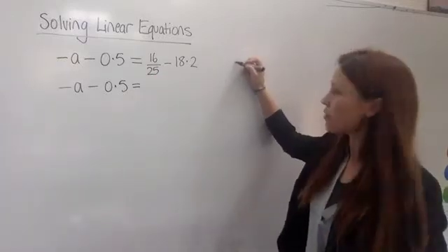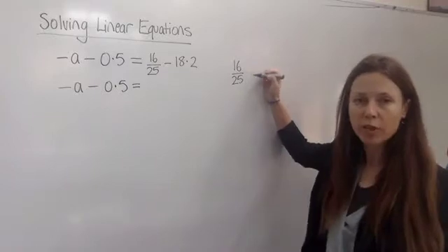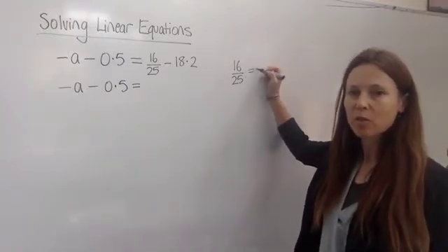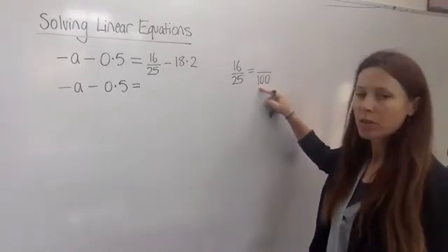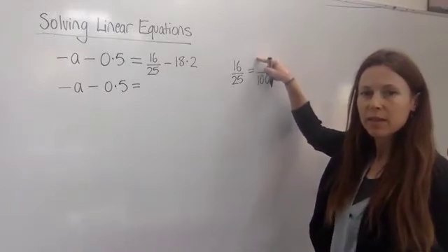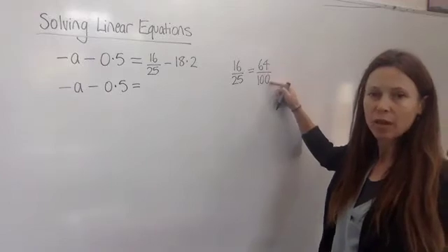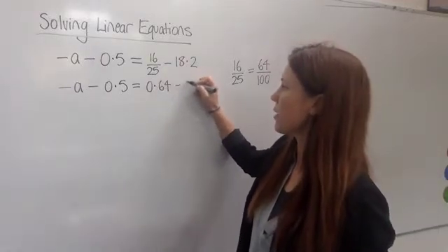Now you might want to do this over on the side if you need to, so that you can do your working and then sub that back in. The easiest way to change this to a decimal, it's got 25ths on the bottom, so I can easily change that to 100ths. I've multiplied the denominator by 4, so I need to multiply the numerator by 4. 16 fours are 64. So if I've got 64 hundredths, that's 0.64, and then I have this.